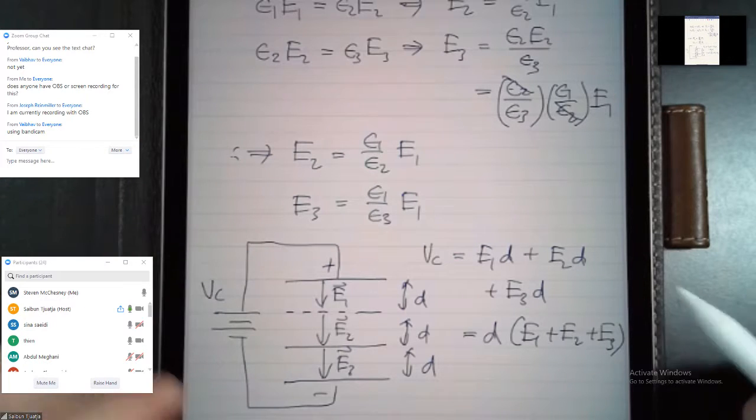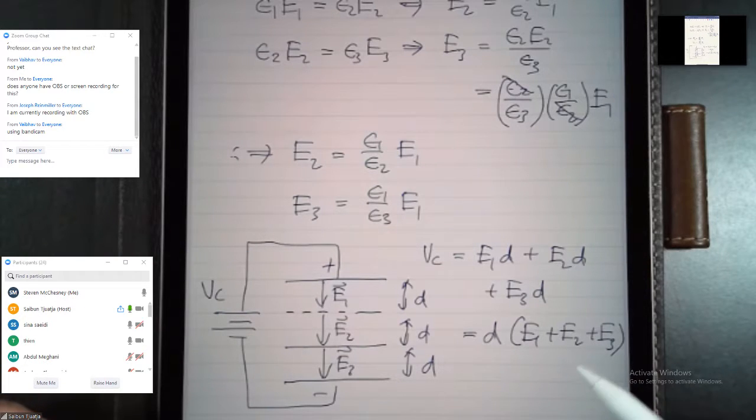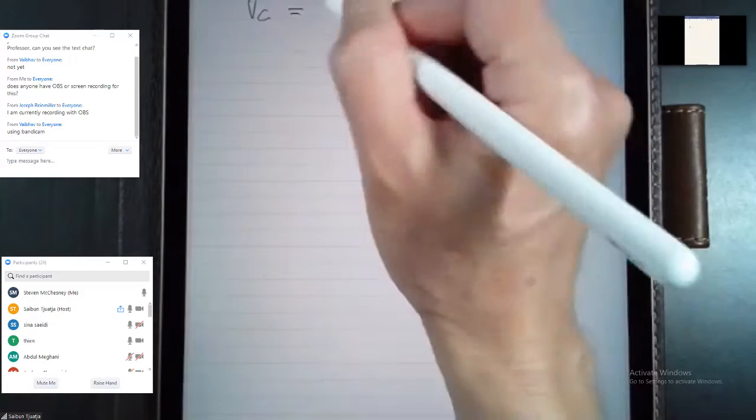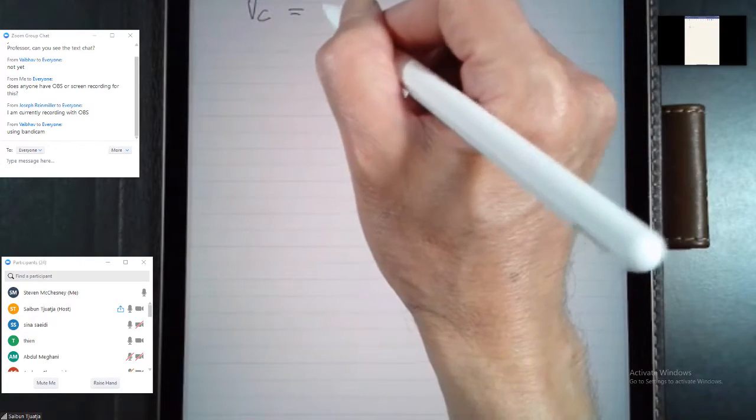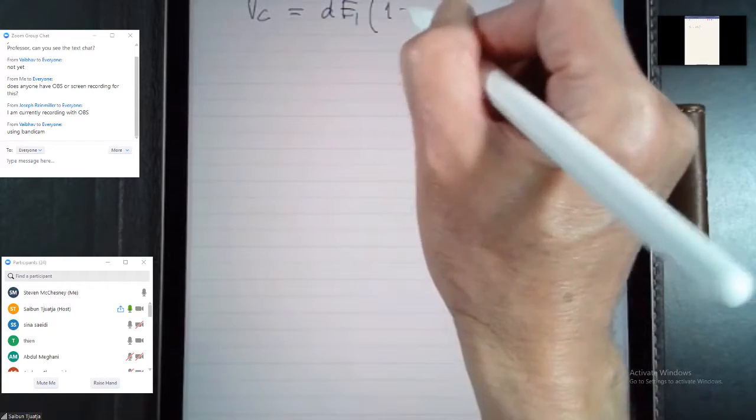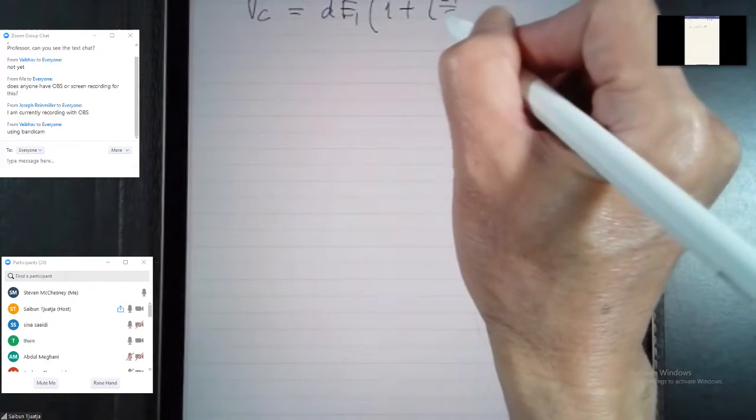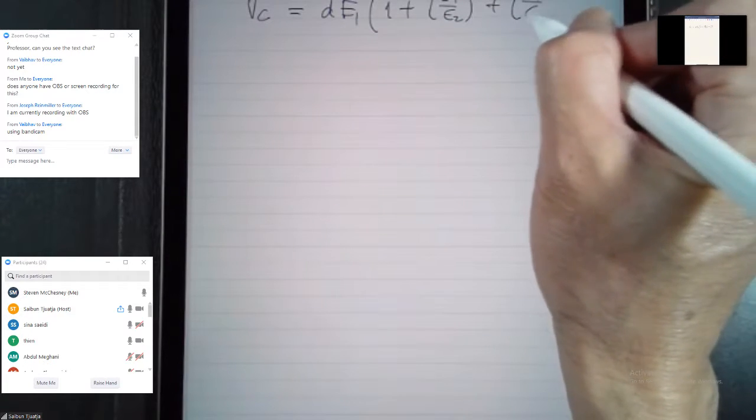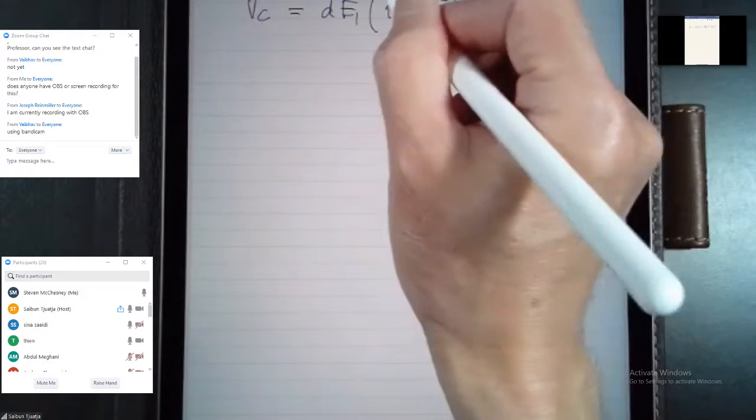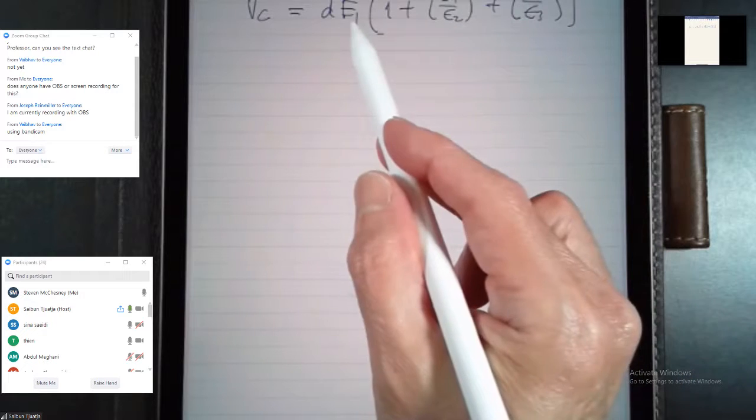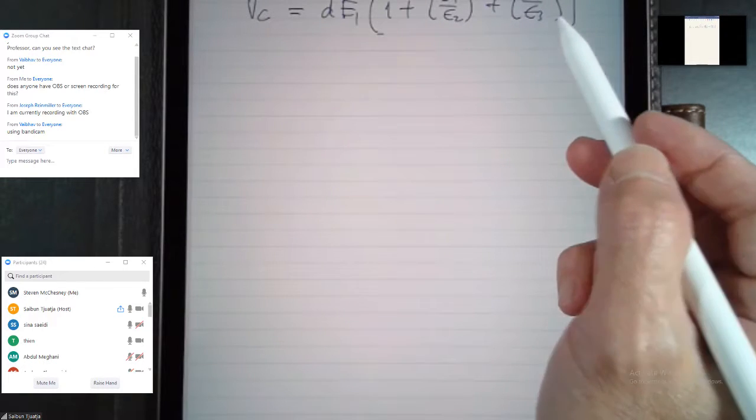What I'm going to do is express E2 and E3 in terms of E1, field number 1, right? So if I do that, VC, which is known, equals D times E1 times the quantity 1 plus epsilon 1 over epsilon 2 plus epsilon 1 over epsilon 3, right? Any questions? Because E2 is epsilon 1 over epsilon 2 times E1, and E3 is epsilon 1 over epsilon 3 times E1.